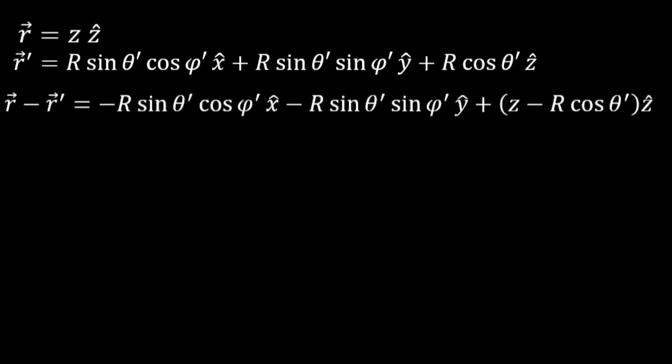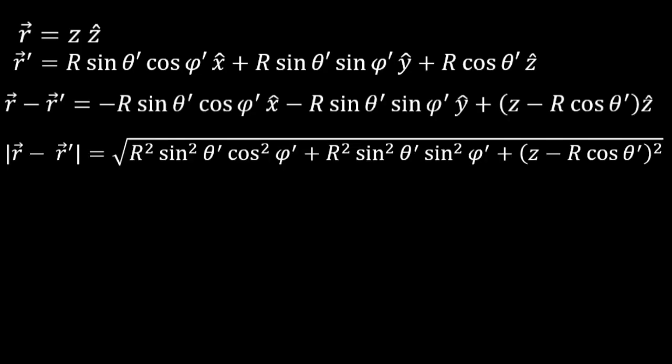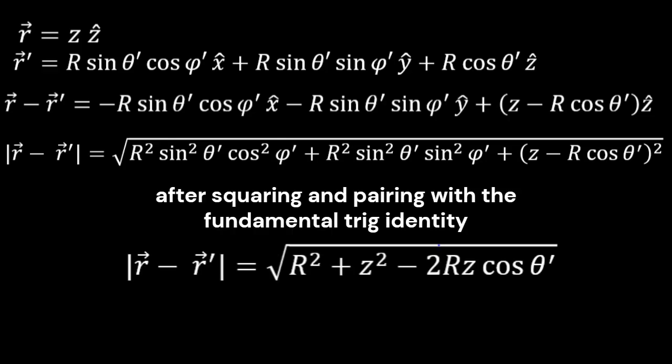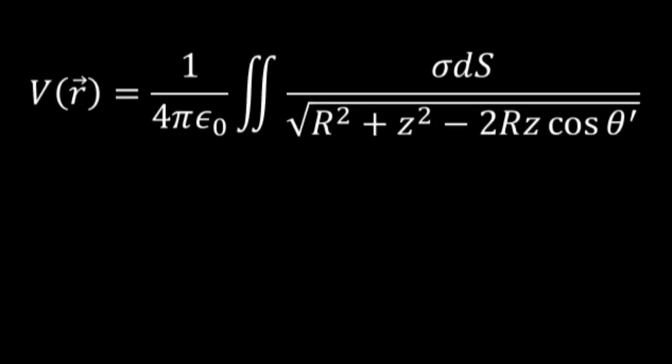In the integral, we need the norm of this distance, which is just the square root of the sum of square components. After some math, we get this expression. We can now plug that in for the electric potential. Next, the last step is to write the surface element ds in spherical terms. In this case, ds is equal to big R squared times sine theta prime d theta prime d phi prime.